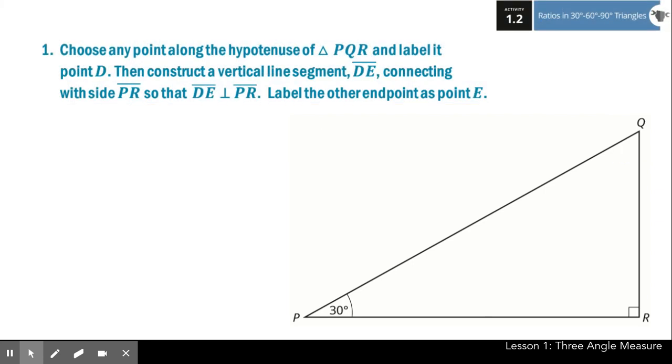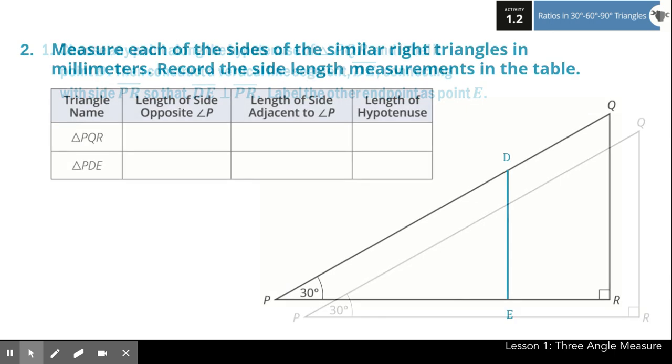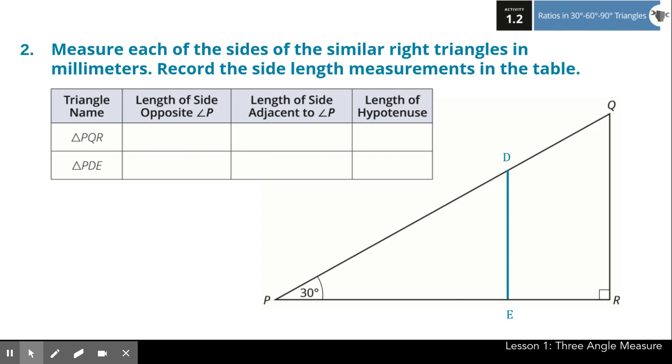Question 1. Choose any point along the hypotenuse of triangle PQR and label it point D. Then construct a vertical line segment DE connecting with side PR so that DE is perpendicular to PR. Label the other endpoints as point E. So again, I've just drawn it there. You can pause and draw it as well.